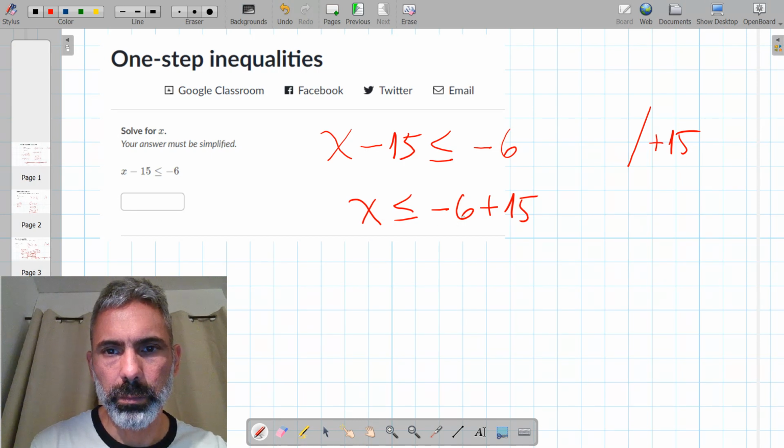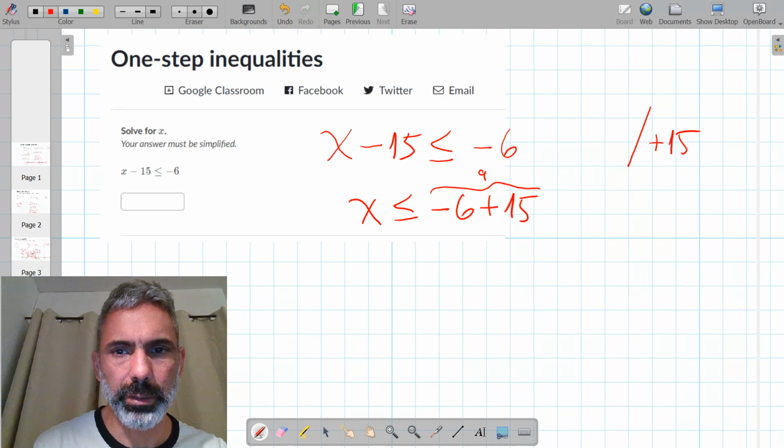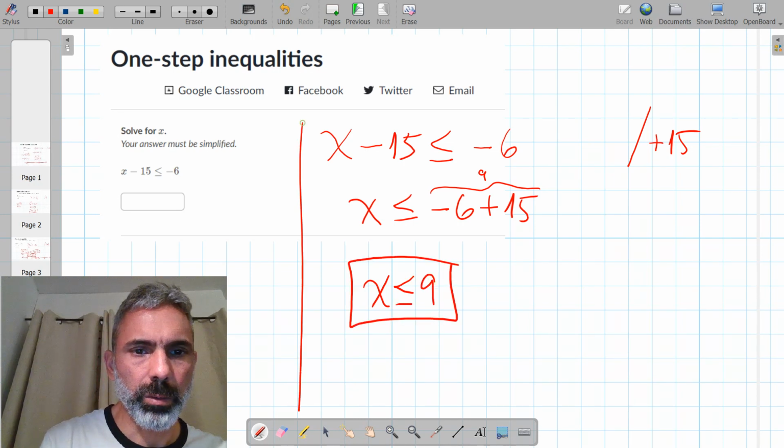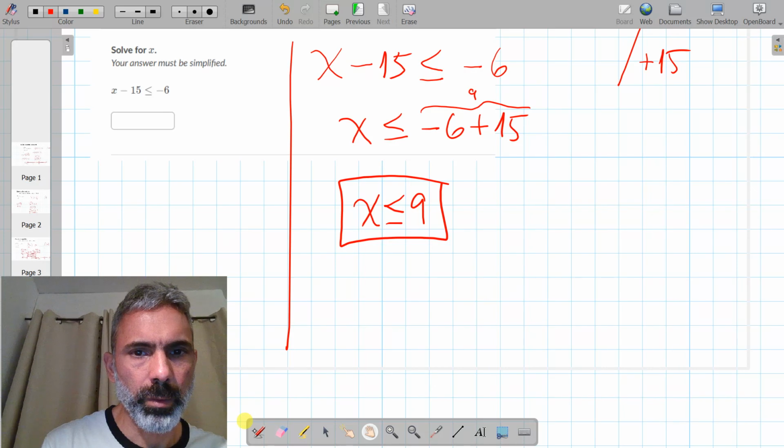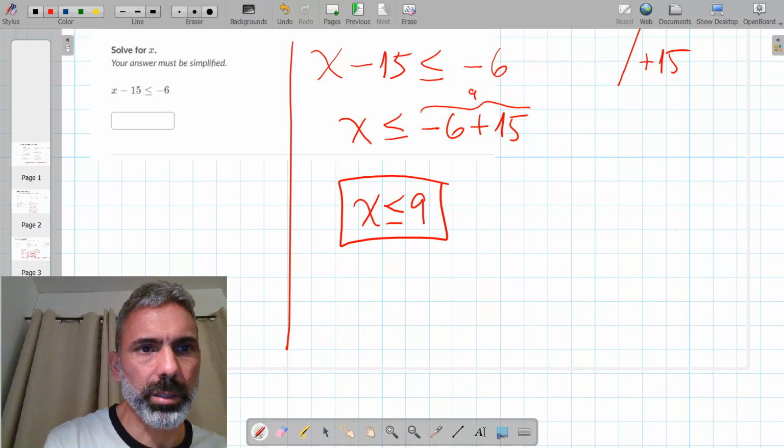Here minus 6 is negative, 15 is positive, so the result is the difference between the two. So 15 minus 6 is 9, and the result is positive because 15 is greater than 6 and 15 is positive. So x needs to be less than or equal to 9. Now let's test this. Let's plug in a value that is less than 9. Let's plug in 8. So 8 minus 15 needs to be less than or equal to minus 6.